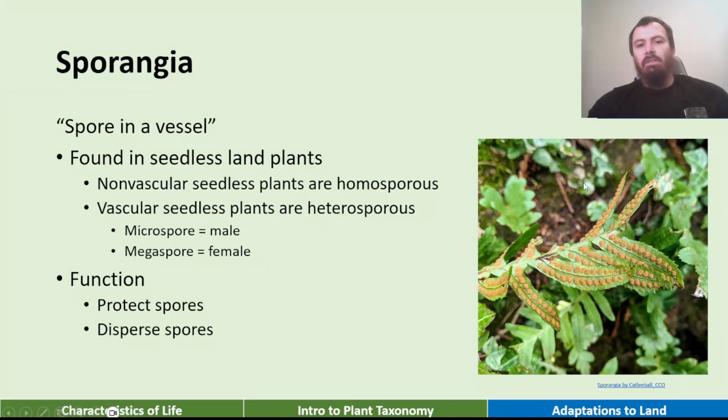Now, what's the function of these sporangia? One, to protect the spores. Until they can develop and grow and be ready to disperse, they need to be protected. But then also to allow the spores to be dispersed when they're ready.